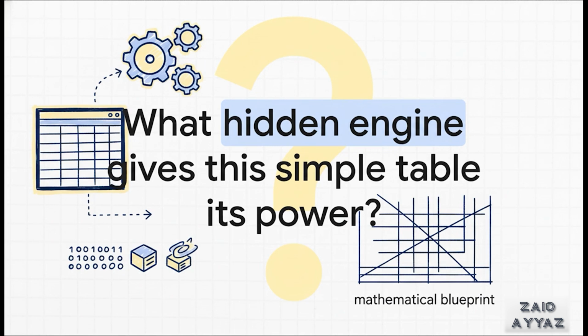And that really brings us to the big question, right? How can something that looks this simple handle the massive, unbelievably complex information of our modern world? What is that hidden engine? What's the mathematical blueprint that gives this simple-looking table its incredible power? Well, that's the mystery we're about to solve together.